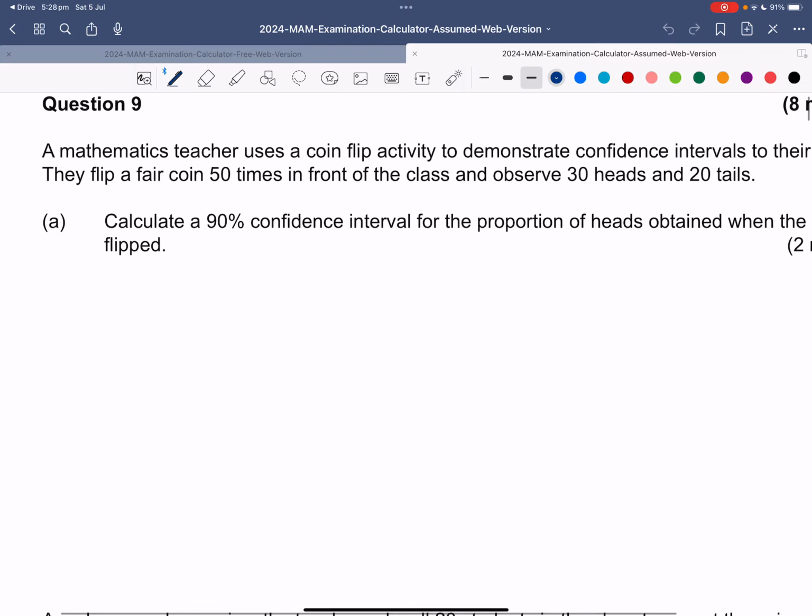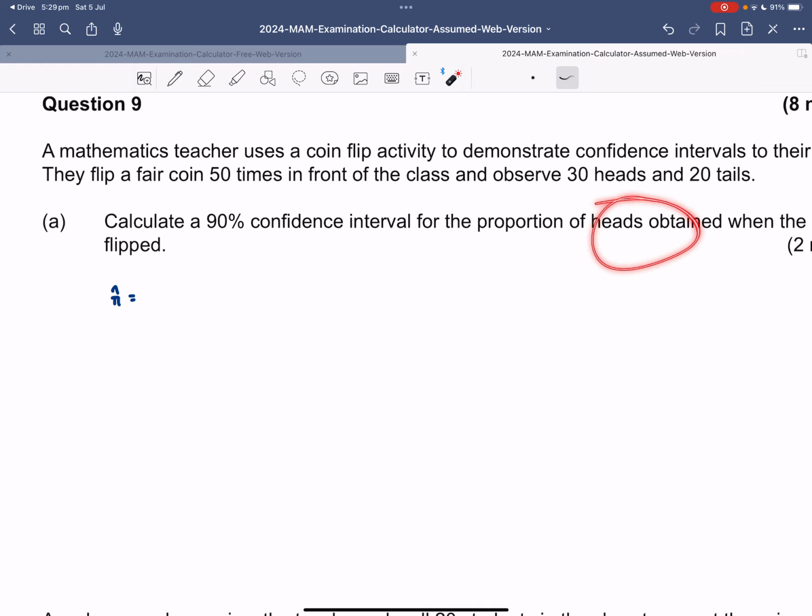As long as everyone recognizes that the sample proportion, I usually prefer this, the sample proportion is of heads. So the proportion of heads is 30 over 50, which is 0.6. So, all right, I mean, remember, it's worth no marks for the working out, but if you did want to, what's the formula for confidence intervals?